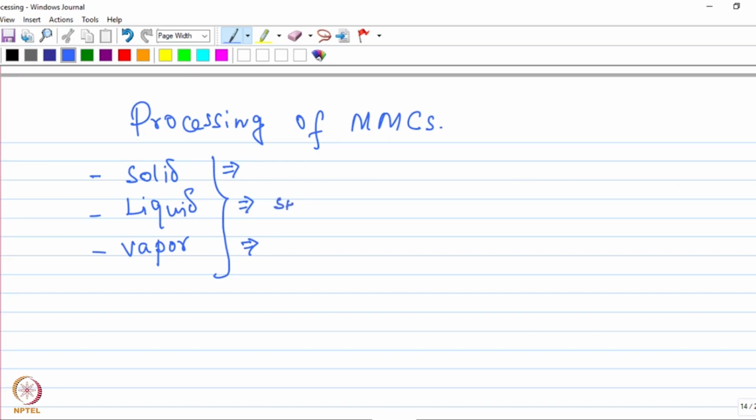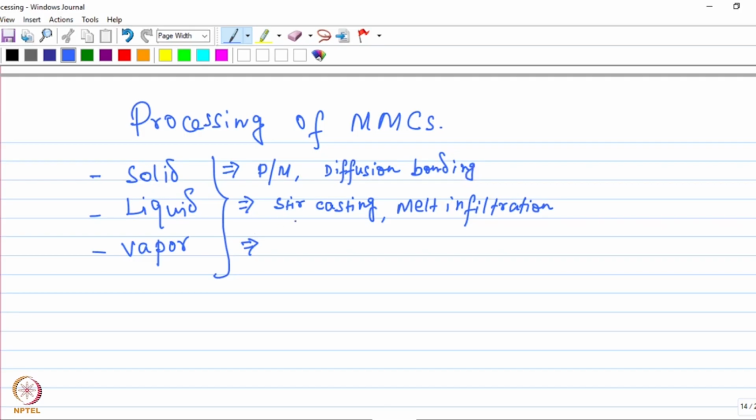Such as stir casting and melt infiltration in liquid metallurgy route, in solid state we have powder metallurgy, diffusion bonding, and high energy high rate process. And in the vapor state processing, we basically have the vapor deposition processes such as PVD, CVD, etc.